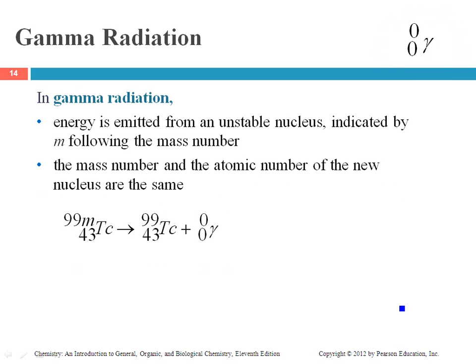We can do the same for gamma radiation. This one's very simple. If you emit gamma radiation on the product side, you have no mass. So there's 0 mass and 0 charge. This is why it is super penetrating. There's no mass to slow it down. Really, the heavier the particle, the slower it is. All that we do is denote an m there, which basically means the energy is being emitted from this unstable nucleus. This is indicated by the m that follows the mass number. But the symbols in our nucleus here stay the same because we have zero mass, zero charge, so it's different from our previous examples.